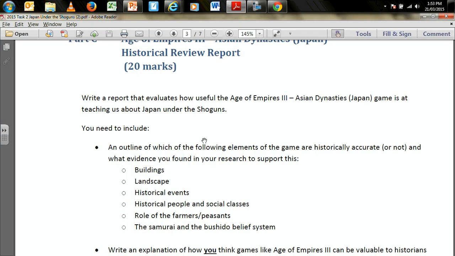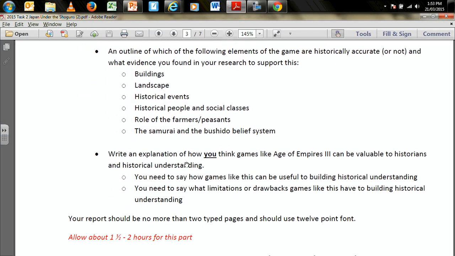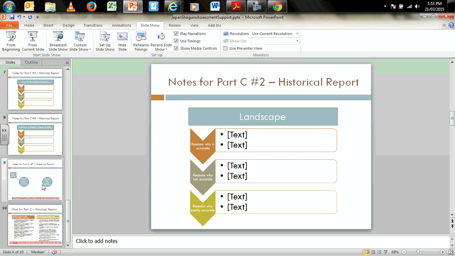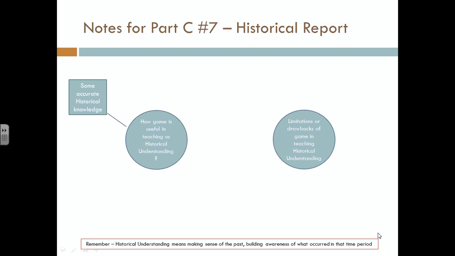The last part of part C is that you need to actually write an explanation of what you think the game does in teaching us about medieval Japan. So when we talk about, is it valuable to historians and is it valuable to building historical understanding, we want you to say, does that particular game teach us about medieval Japan and what was happening in that time? So here's another place where you can record information. When we talk about historical understanding, we mean, can we make sense of the past? Does this game, Age of Empires 3, Asian Dynasties Japan, help us make sense of what was going on in medieval Japan? Does it help us build an awareness of what happened in medieval Japan?